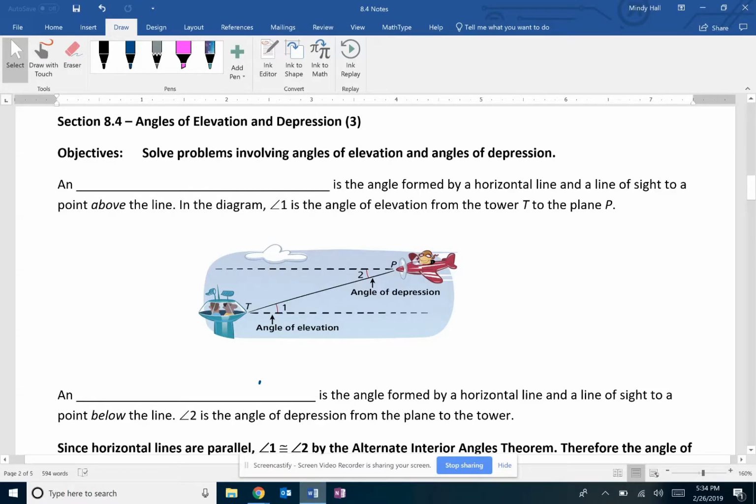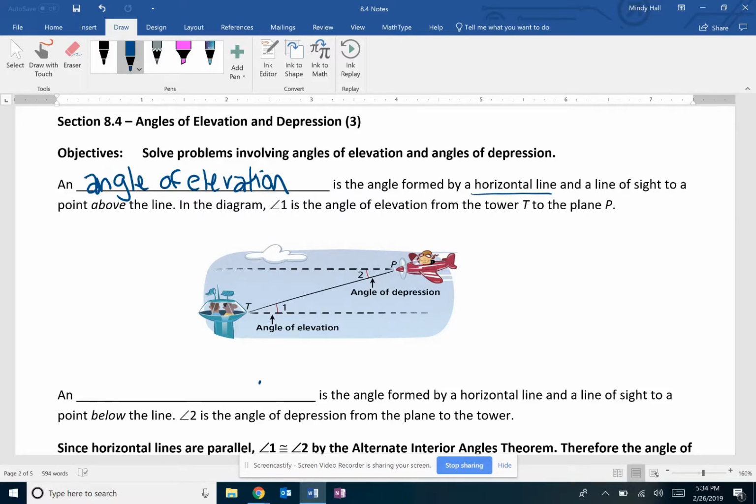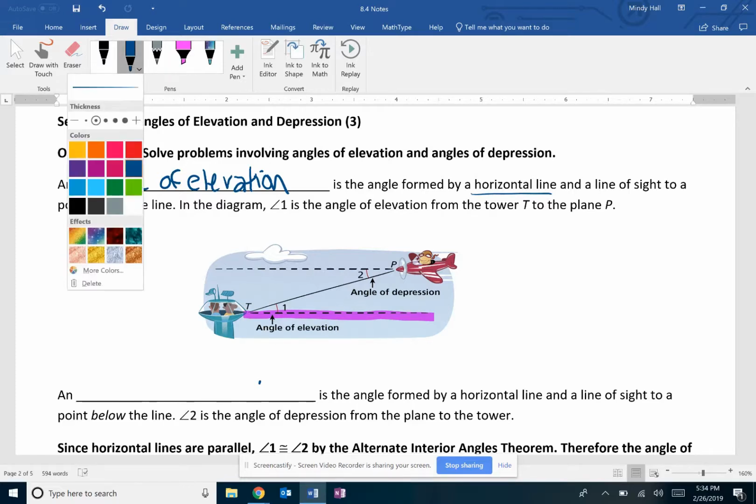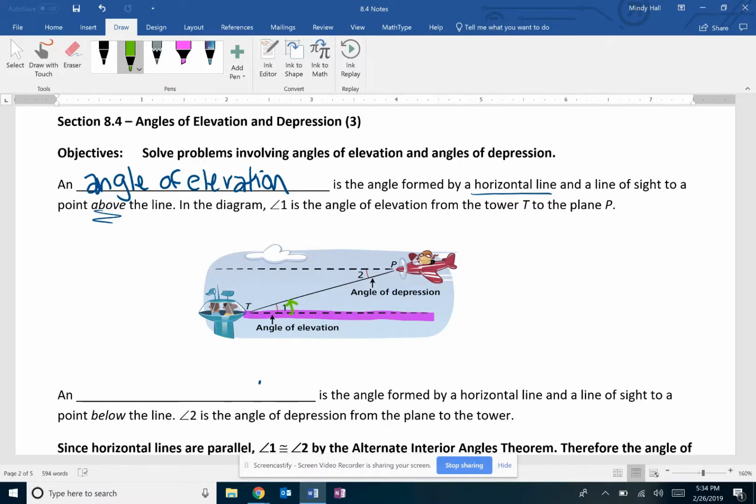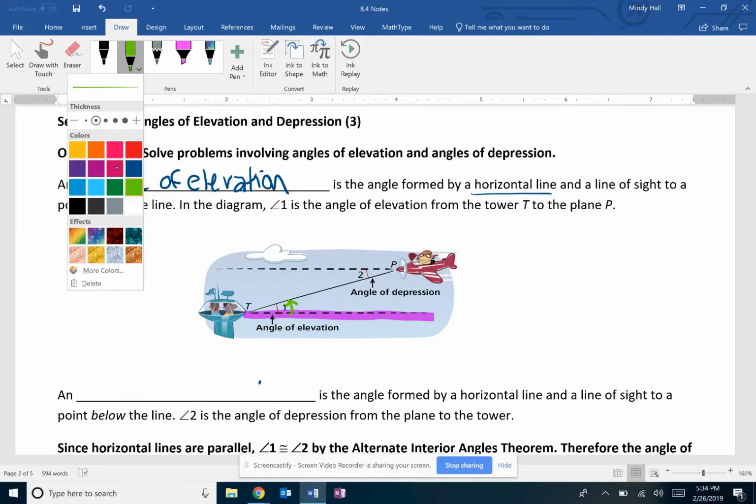We're going to be talking about angles of elevation and angles of depression. So an angle of elevation is our first little blank. And it is the angle formed by a horizontal line and a line of sight to a point above the line. So in this diagram, you'll notice we have this horizontal line right here. And from that horizontal line, I would have to go up in order to form the angle in the picture. So because I have to go up, it is an angle of elevation.